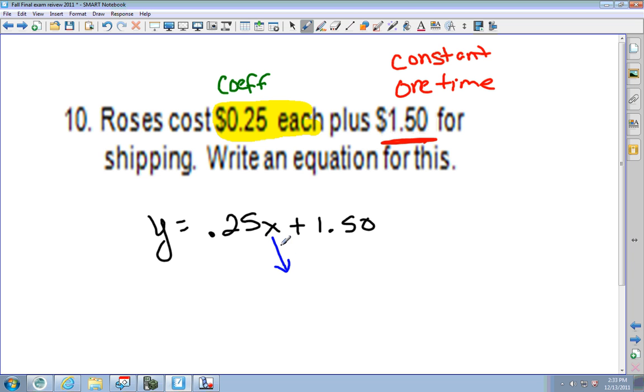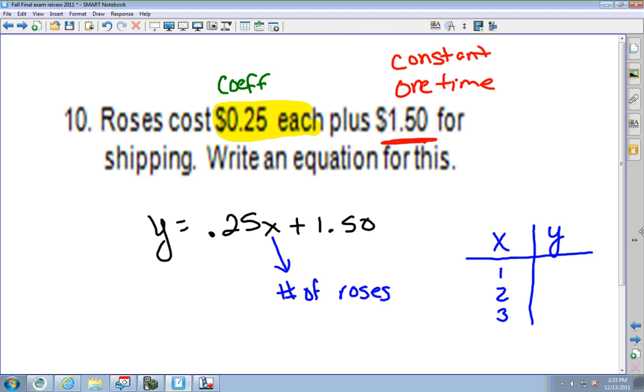Okay, what if I asked you, what is the x? What is the numbers that we're putting in here? Like if we built a table right here, and I had x and I had y. If I made x 1, 2, and 3, what would these numbers be? These x's are the number of roses. What is the y? What is it we're putting in here? See, right, for one rose, I have $1.75. And right here, I have $2, $2.25. What is this? This is going to be my total cost.